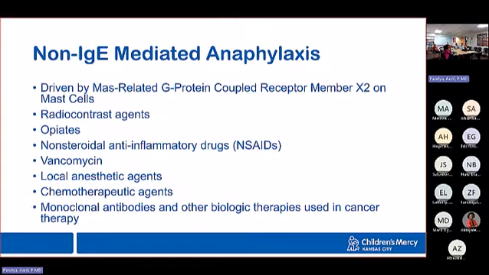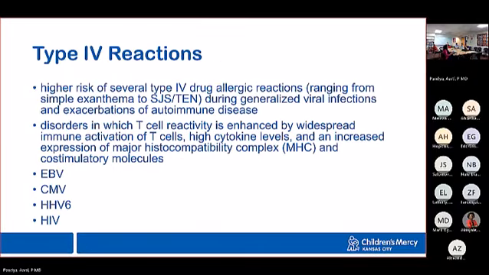So non-IgE mediated anaphylaxis is largely driven by the MRGPRX2 receptor, or the Mas-related G protein-coupled receptor member X2, on mast cells. Common offending agents include radiocontrast, opiates, NSAIDs, vancomycin, local anesthetics, although the actual incidence of local anesthetics is very, very low to be reported. Chemotherapeutic agents, and then monoclonal antibodies or other biologics in cancer therapy as well.